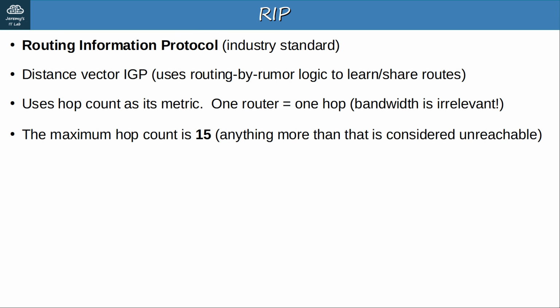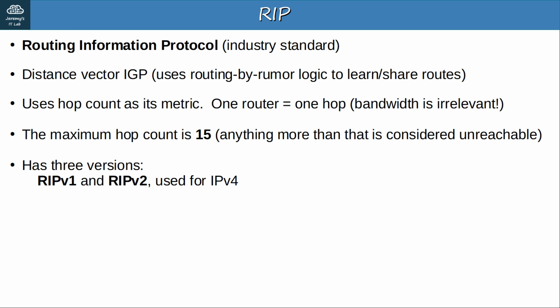Actually, RIP is almost never used in real networks, but it can possibly be used in small networks and also in lab environments as a simple IGP that is quick and easy to set up. RIP has three versions: RIP version 1 and version 2, which are used for IPv4. There's also RIPng, RIP Next Generation, which is used for IPv6, but which we won't cover in this course.